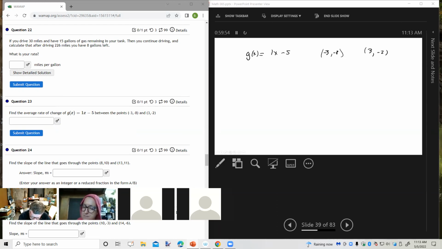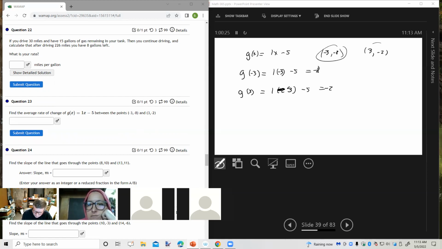Okay. How are we going to do that? Well, let's see. If we put in -3 for x, we get -8, right? If we put in 3, we get, hang on here, I'm putting in the wrong number. 3, we get -2, right? So those ordered pairs are solutions to that equation, all right?